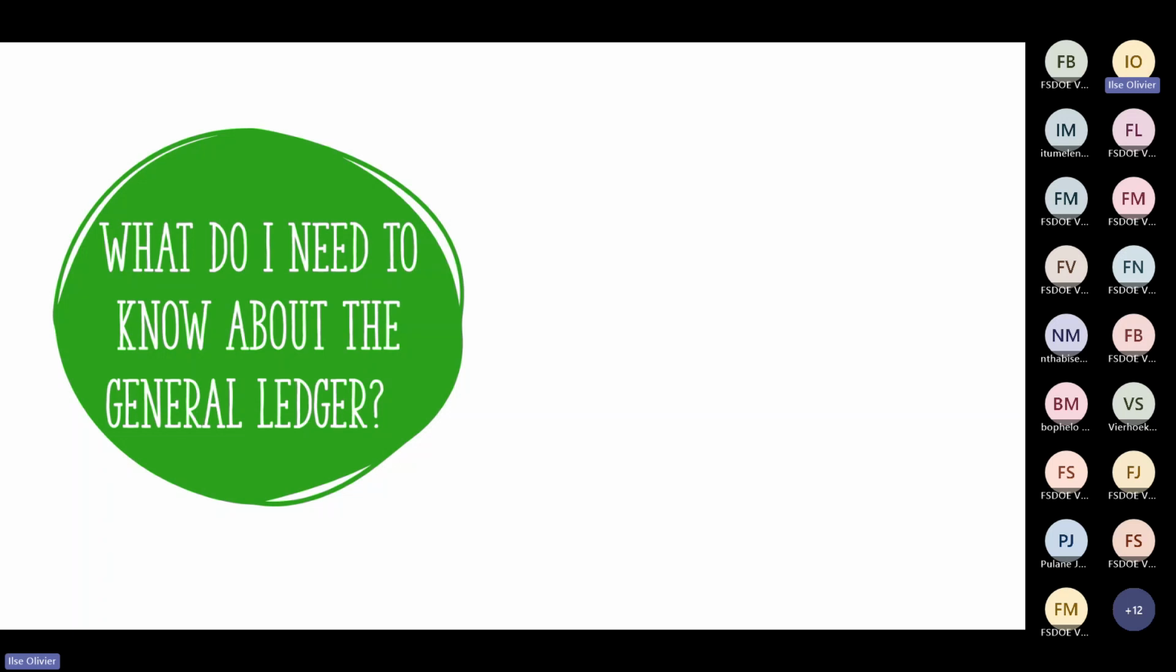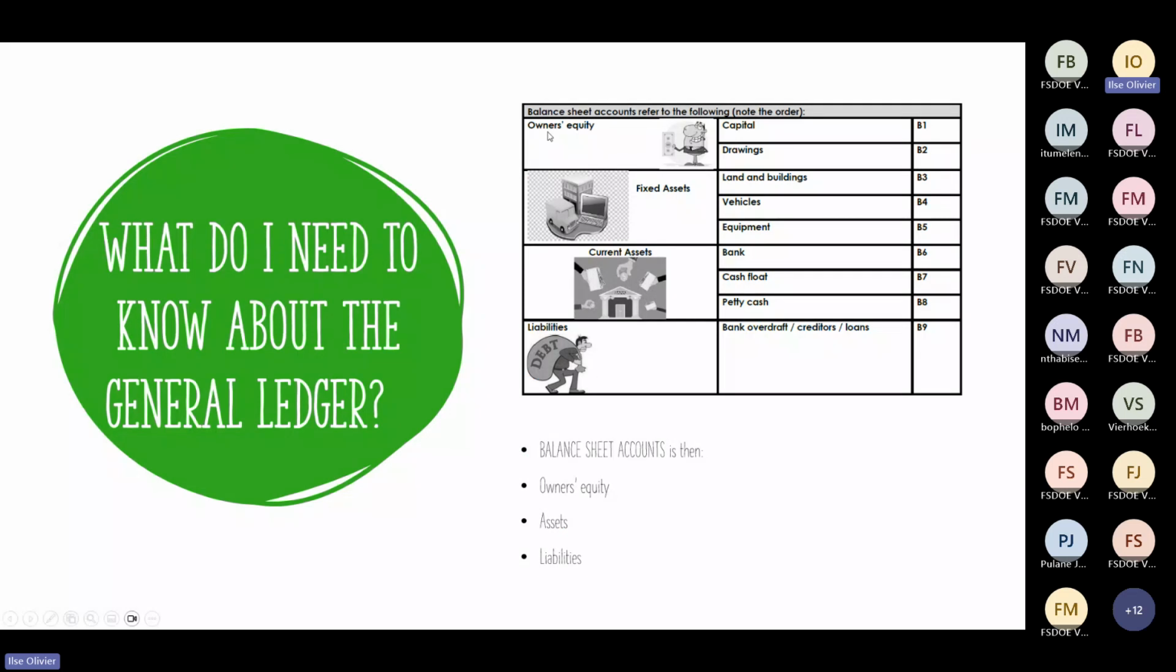Now, what else do we need to know about the general ledger? The balance sheet accounts are your owner's equity, your assets, and your liabilities. You must remember that it looks like this. Your owner's equity will be capital and drawings. Your fixed assets will be land and buildings, vehicles, and equipment. Your current assets will be bank, cash float, and petty cash. And your liabilities will be your bank overdraft, your creditors, or your loans.